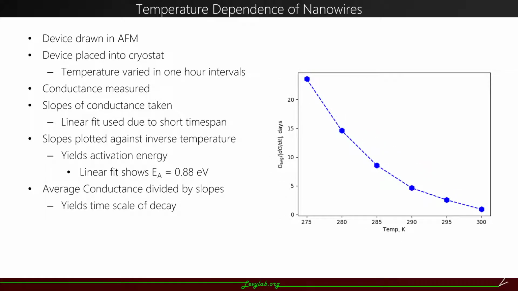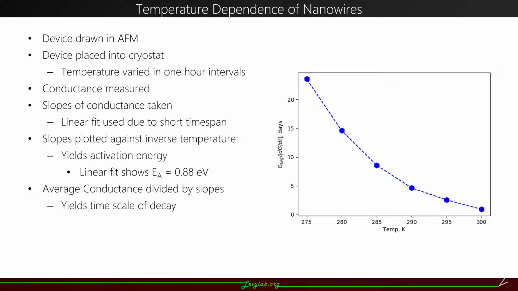We then took the average conductance over each time span and divided it by the slope to get the time scale of the decay of our nanowires. What we see here is that at 300 Kelvin, the time scale is about 1 day, but at 275 Kelvin, it's close to 25. So we have that cooling the sample by 25 Kelvin increases the lifespan of the device by 25 times. That's pretty remarkable, because that means a very small change that's very easy to do gives us drastic improvements to the lifespan, which will allow us to create drastically more complex devices.